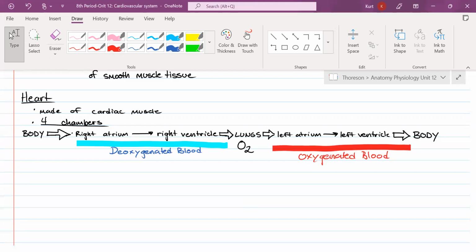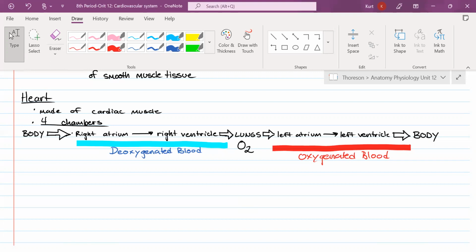Home. Well, when it comes to the heart, where is blood coming from on the right side? The body. Where is blood going to on the right side? The lungs. Very good. That's half of it. Now, let's go over to the left side of your heart. Where is blood coming from when it enters the left side of your heart?